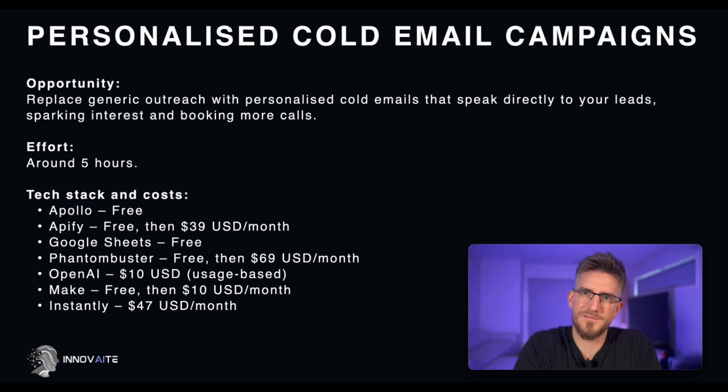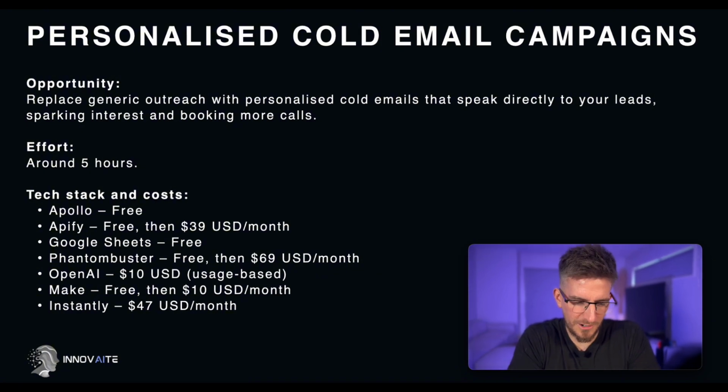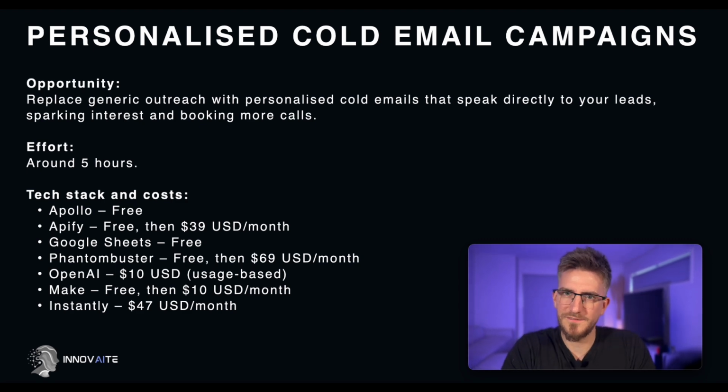All up, we're looking at about 5 hours to implement these automations. I do think it is a great return on investment for your time though. The tech stack we're using is Apollo, Apify, Google Sheets, Phantombuster, OpenAI, Make, and Instantly. All up, you're looking at about $70 US to get started. If you're happy with the results, you can always scale and it'll cost about $170. But compared to the amount of people you're going to reach, I do think this is a great investment.